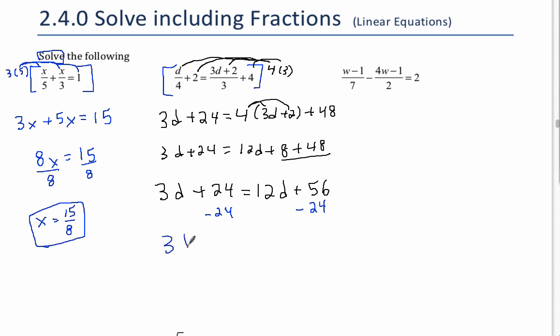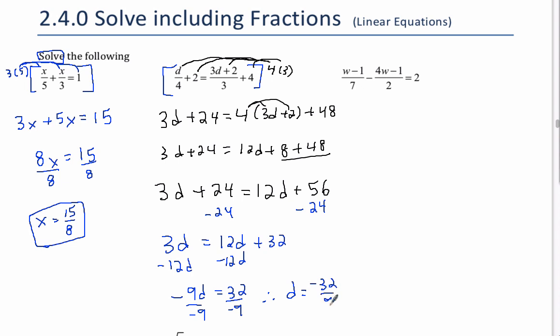Okay, so I'm left with 3d equals 12d. 56 minus 24 is 32. Take 12d away. I have minus 9d equals 32. Divide both sides by negative 9. And d equals negative 32 over 9.